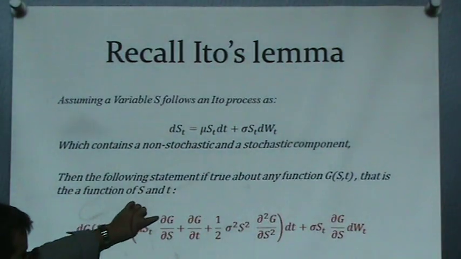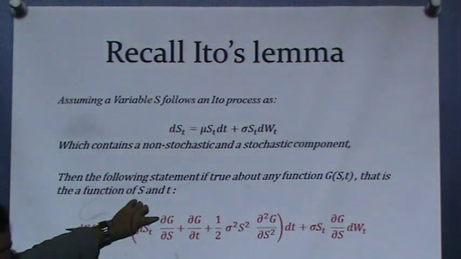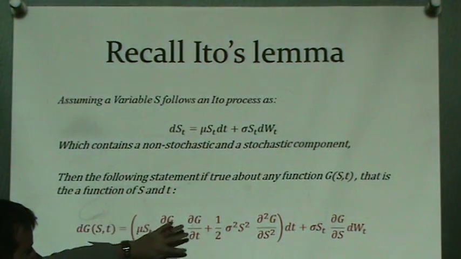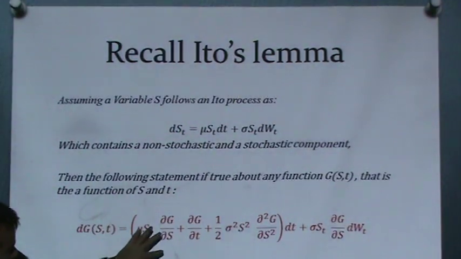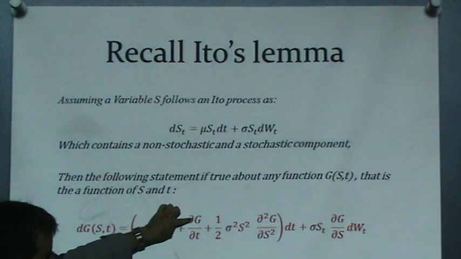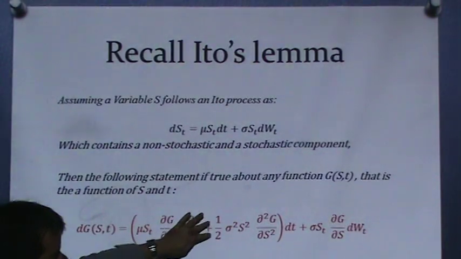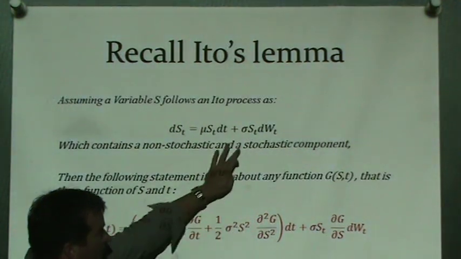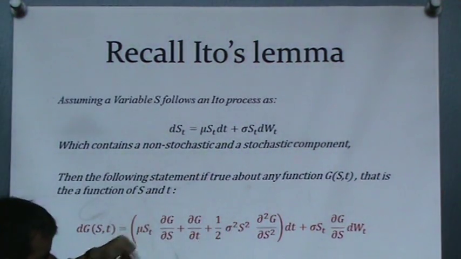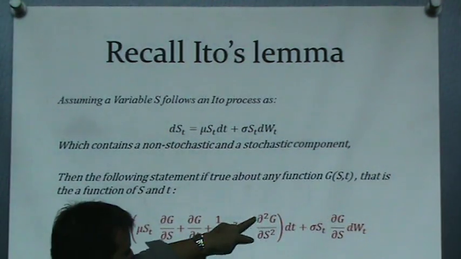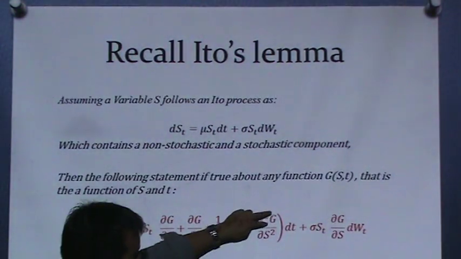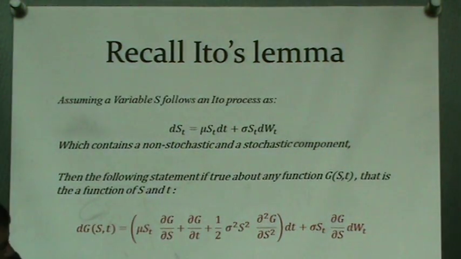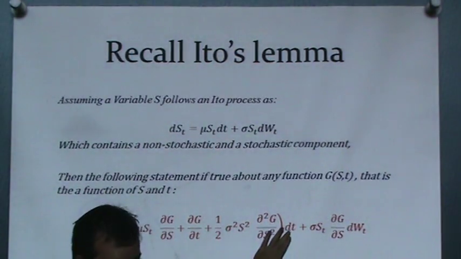And the way we calculate these is we take derivatives and partial derivatives. We take the partial derivative of the new function that you've made up with respect to s. Then we multiply that by mu times s, and add the partial derivative of your new function with respect to t plus 1/2 sigma squared, the sigma which came from up here, and the s squared, the variable s that we're using, times the second derivative of your function with respect to s. Add that all together, and that's the coefficient in front of the non-stochastic part.